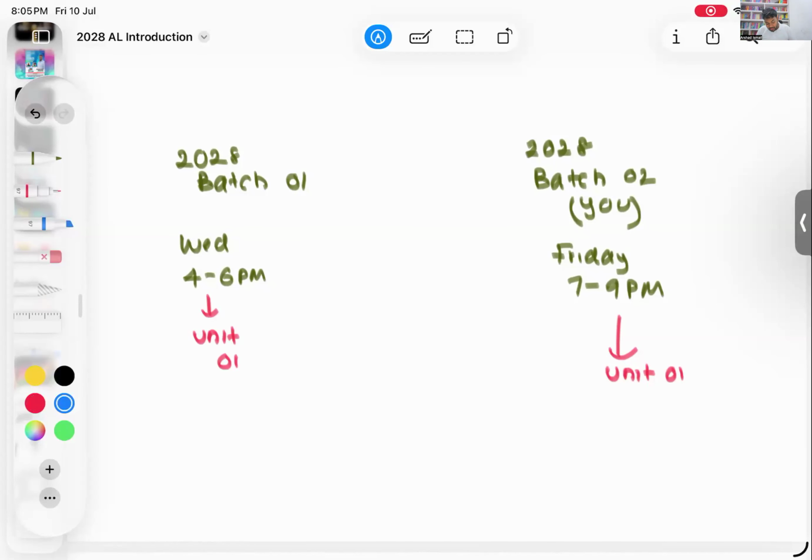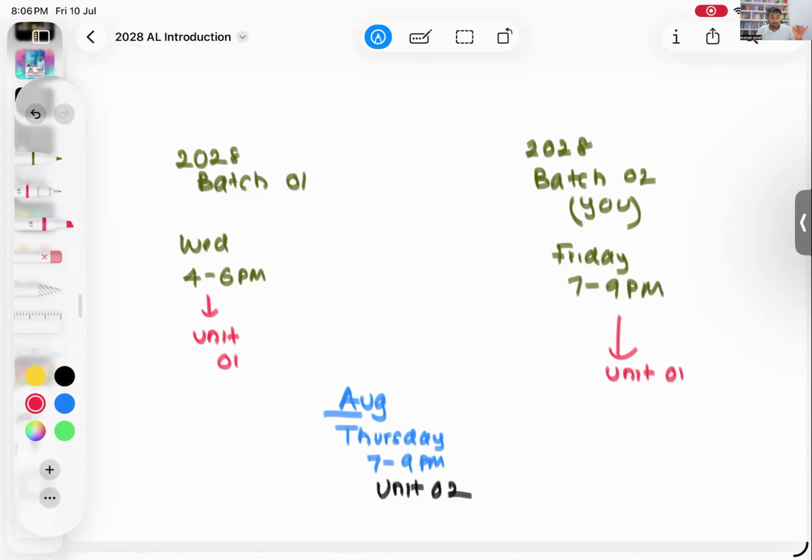Then from next month, anyway, next month is August. From August, your class will be moved to Thursday, 7 to 9 p.m. This is where you will start unit number 2.